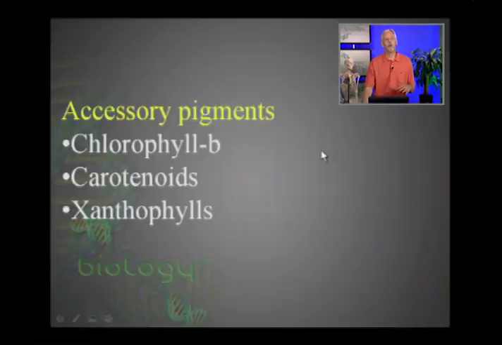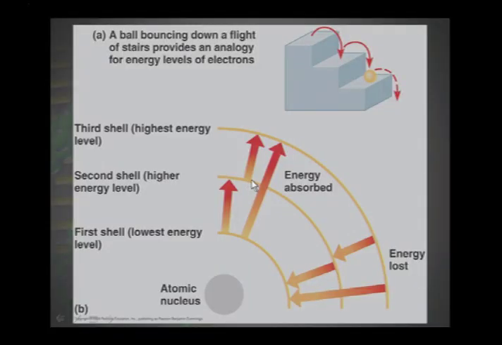Now, getting back to these accessory pigments again, accessory pigments include chlorophyll B, carotenoids, and xanthophylls. And the accessory pigments are light-absorbing pigments. What happens when they absorb a photon of light, as I've mentioned before, is that they will actually absorb a photon of light, and that will kick an electron out to an abnormal orbital.